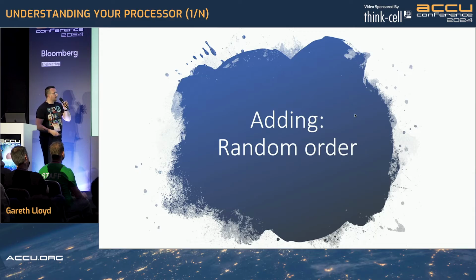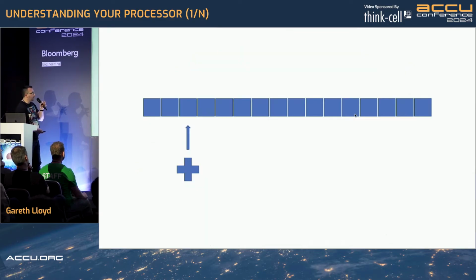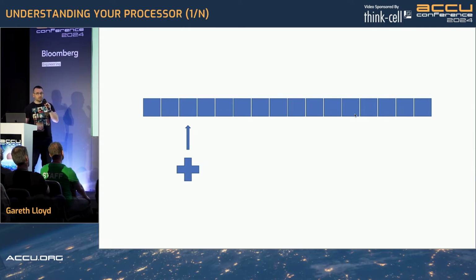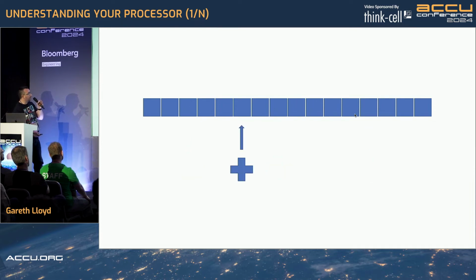This first one is adding in a random order. We're going to have an array of data, and all we're going to do is go to every single location exactly once, read it and add it to an accumulator, but in a random order. So read, add, read, add, read, add, read, add. You get the idea.